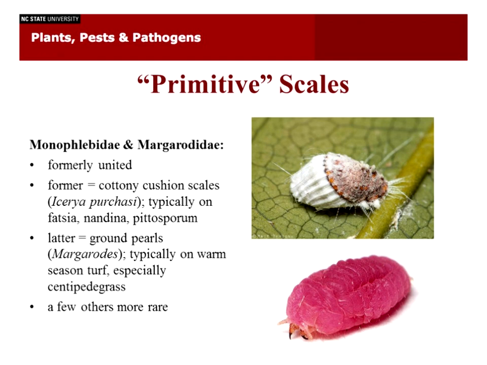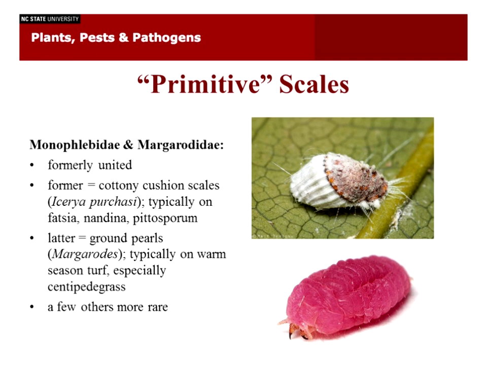Now, these are the two families that are commonly found in North Carolina, the Mealybugs and Margarodidae. They both were formerly united in the family Margarodidae, but recent analyses have shown that they're actually fairly distinct lineages. Many of the primitive scales used to just be lumped, and now they're separated.